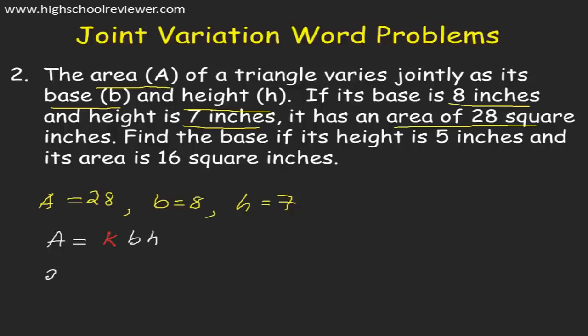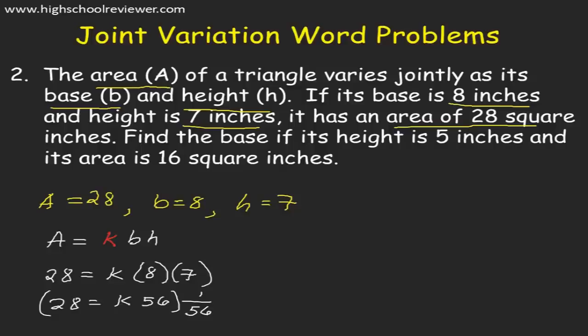A is equal to 28, equals K. Our B is 8 and our height is 7. So 28 is equal to K times 8 times 7, and that is 56. So to find K, we need to cancel out 56. Divide both sides of the equation by 56. So our K now will be equal to 28 over 56, which is equal to 0.5. We now have the value for K.